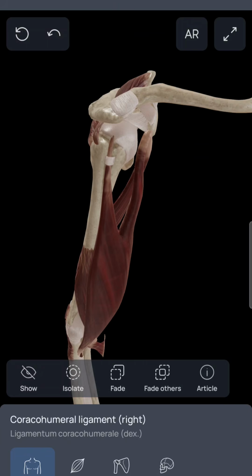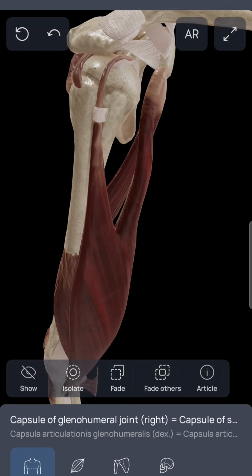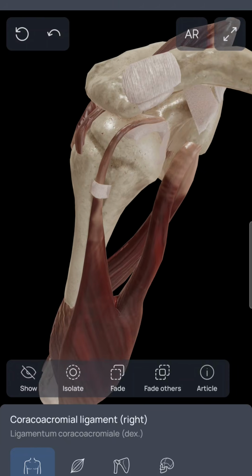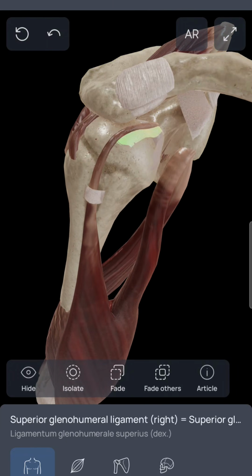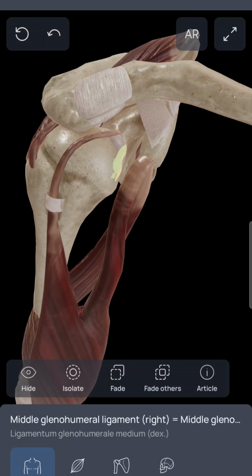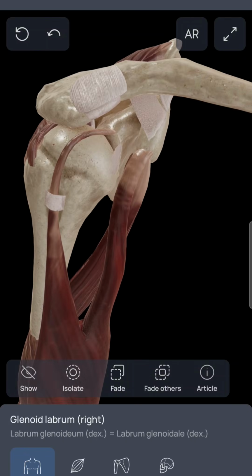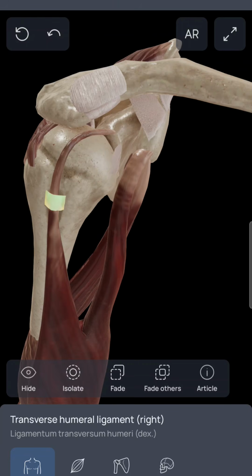Now let us remove all these ligaments and see if we can locate exactly where the long head originates from. So right there, that is where the long head arises from, the supraglenoid tubercle of the scapula. Now, a ligament known as the transverse humeral ligament right there holds the tendon of the long head of the biceps in the intertubercular groove.